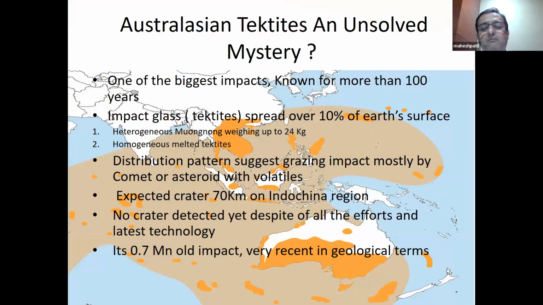One of the Australian tektite fields. So now we'll come to the main subject. I just gave you background about this study and basics about this study.